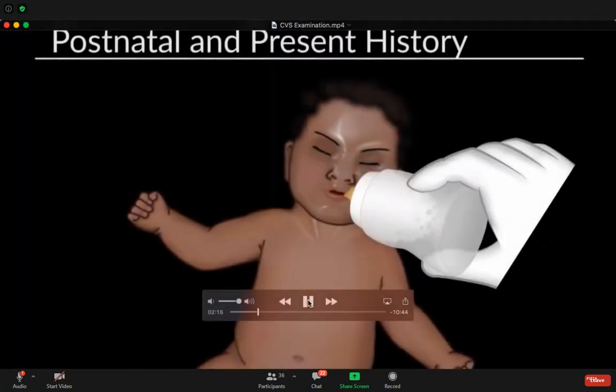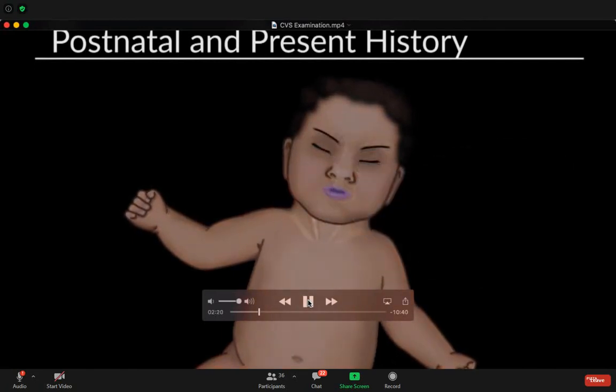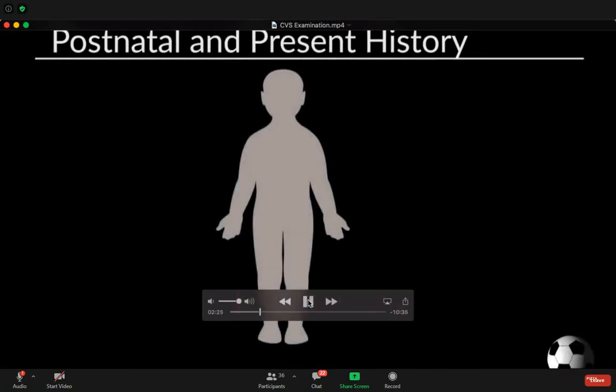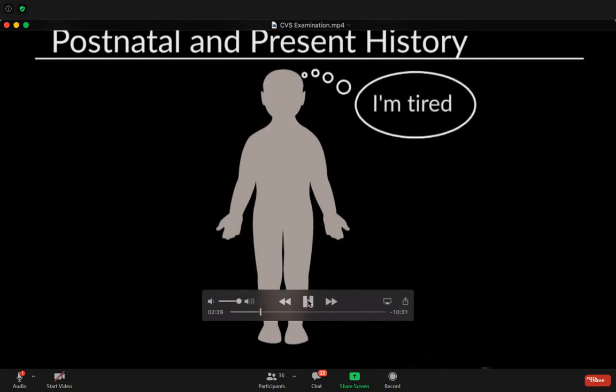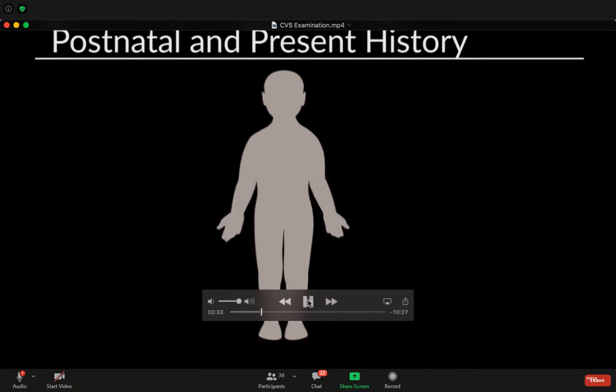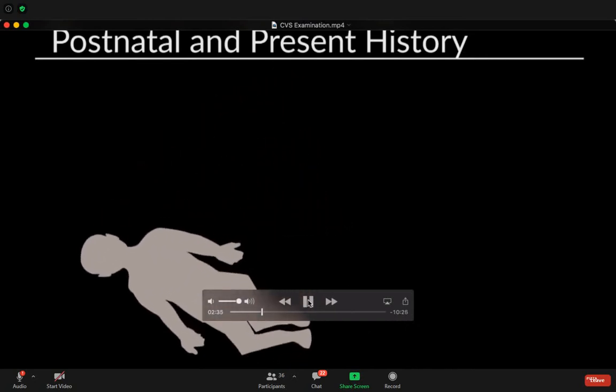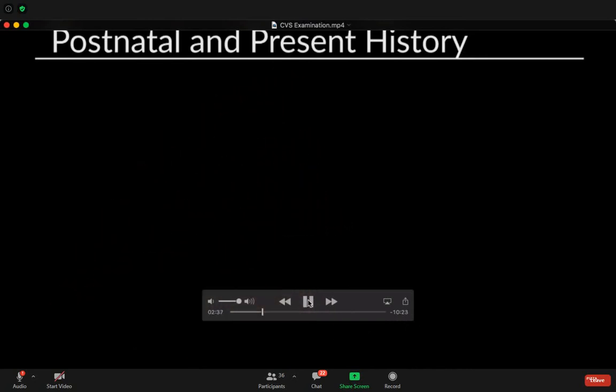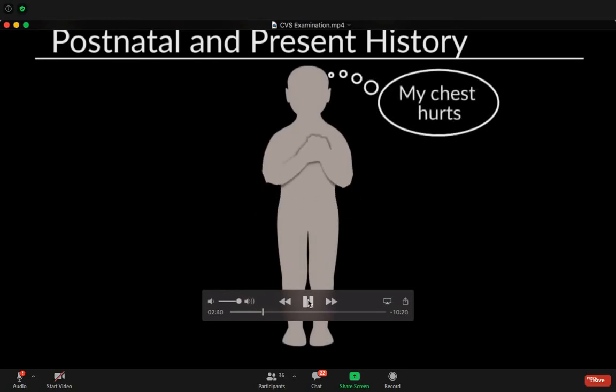Have there been any feeding problems? Is there any cyanosis? Decreased exercise tolerance. Specifically for young children, you're going to want to ask, as they run around on the playground, are they able to keep up with their peers, or are they falling back? Have they ever fainted or felt as if they were about to faint? Have they ever experienced chest pain or palpitations?